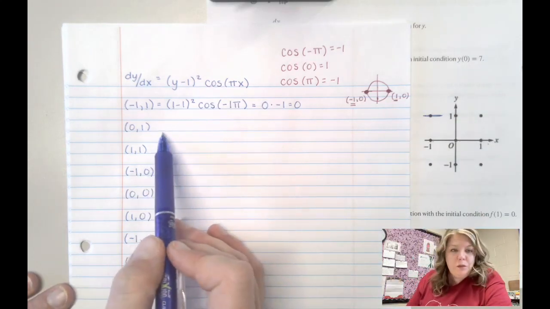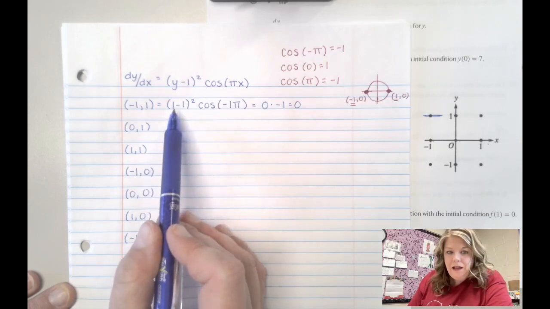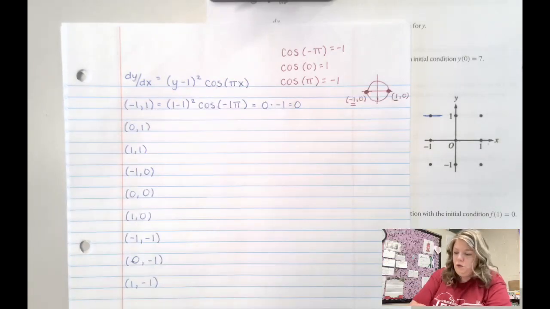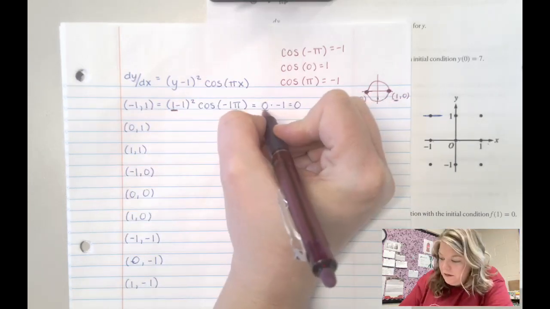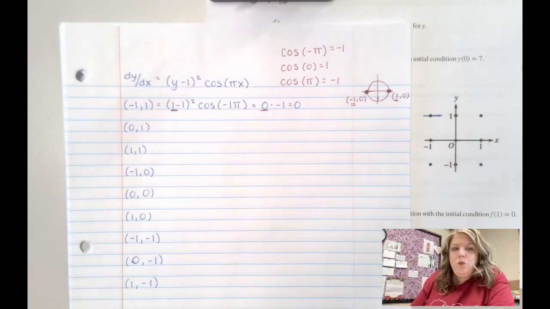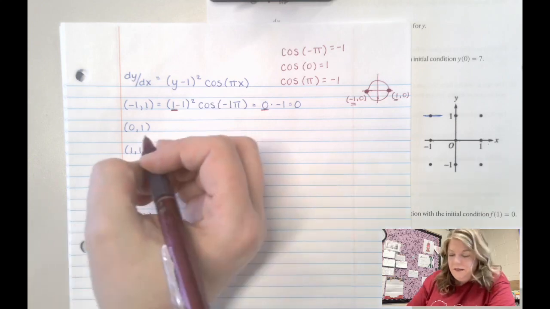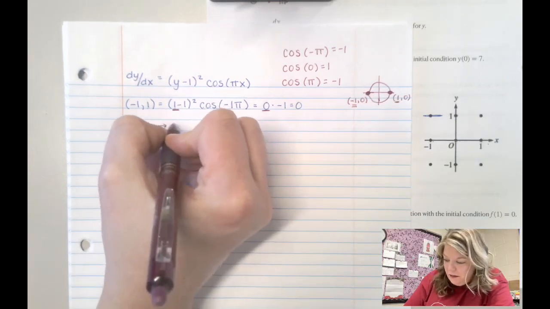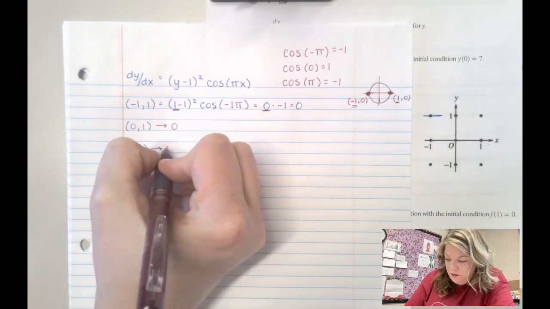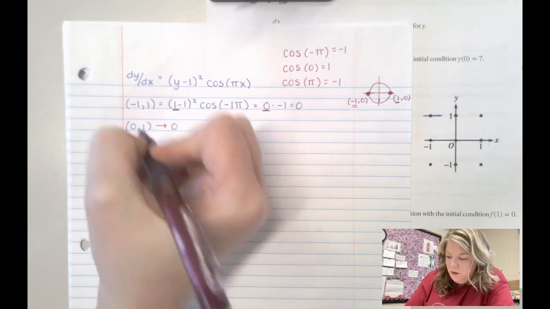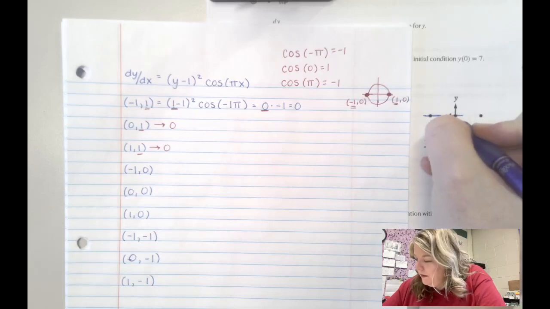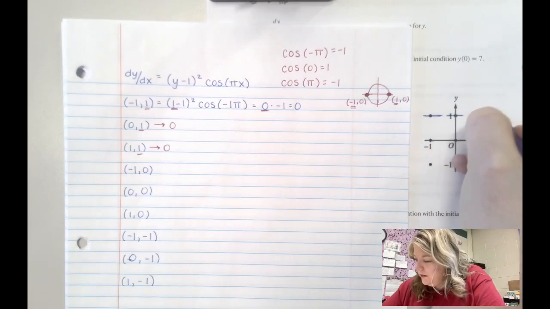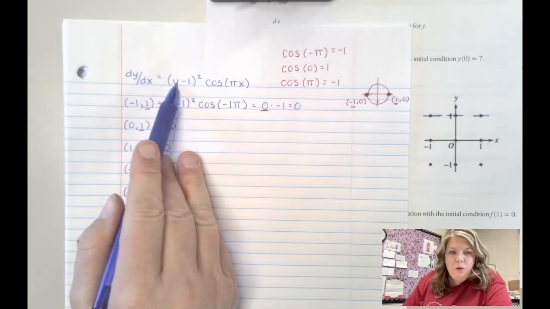Okay, here's where my shortcut comes in. Anywhere my y coordinate is a 1, anywhere this is happening, I'm going to have this 0 here, right? And that's going to wipe out everything. So that means that this one is also going to give me a slope of 0, and this one is also going to give me a slope of 0 because of these 1s in the y spot. So that means that I can automatically fill in that all of these are going to be a slope of 0 because I'm putting a 1 in here for y.